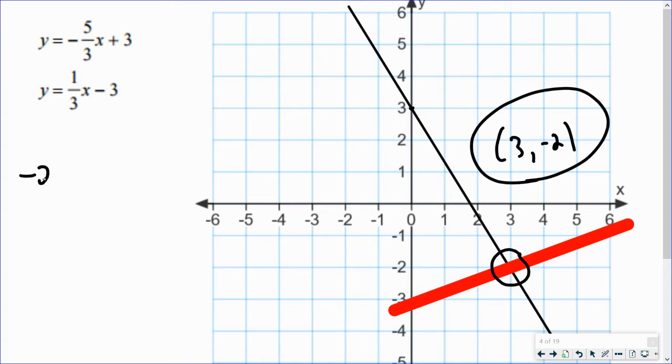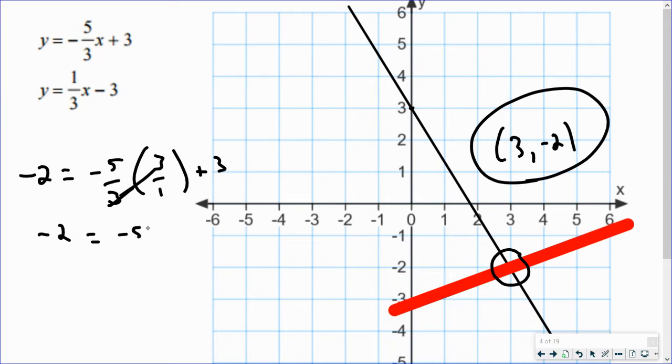So let's do the top one. -2 is equal to -5 thirds times 3 over 1 plus 3. Those cancel off. -2 is equal to -5 plus 3. -2 is -2.